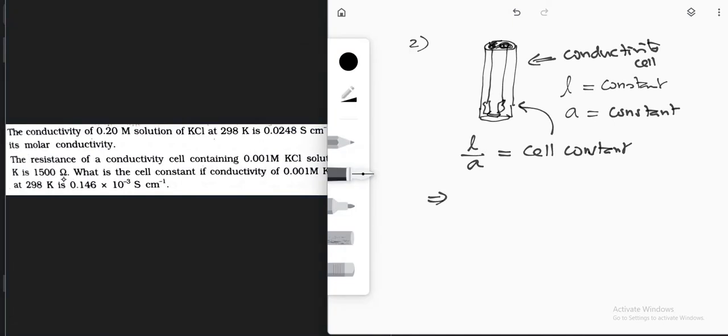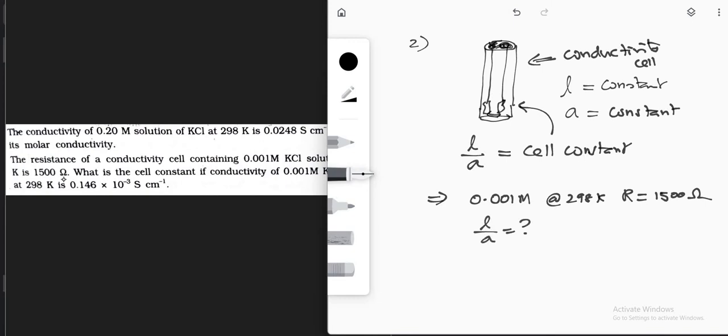Some conductivity cell is taken. In that cell, for the concentration 0.001 molarity at 298 Kelvin, they got some resistance. What is the resistance? The resistance value is 1500 ohms. Now let me read the next line. What is the cell constant? They are asking for the cell constant.